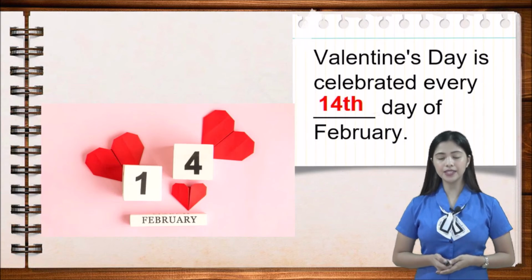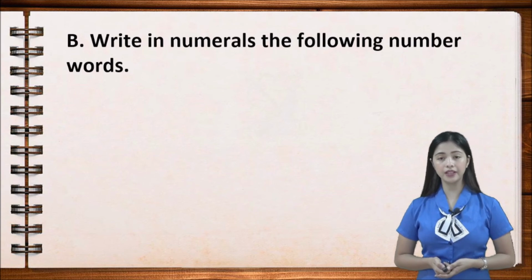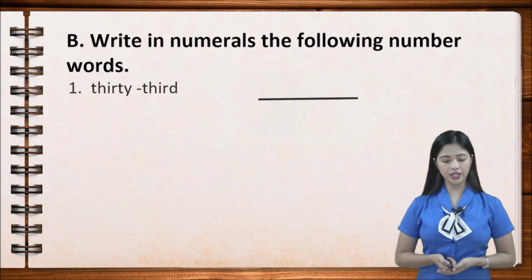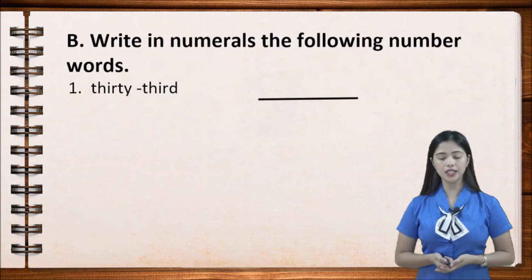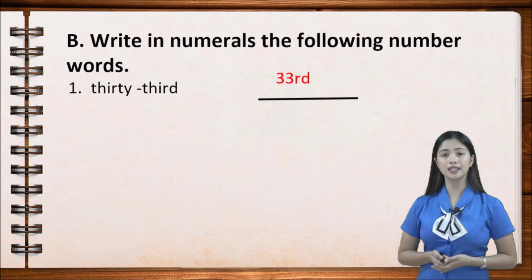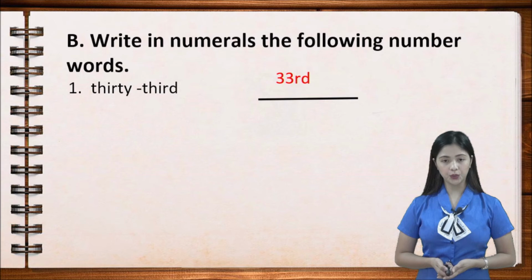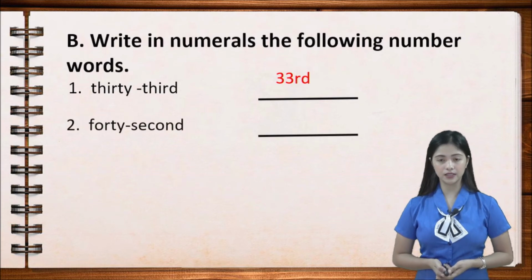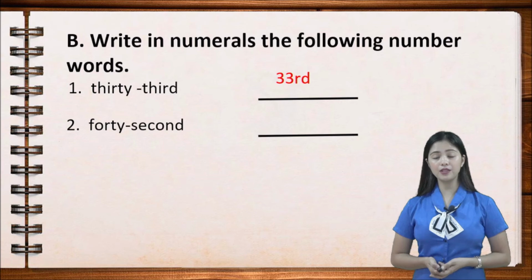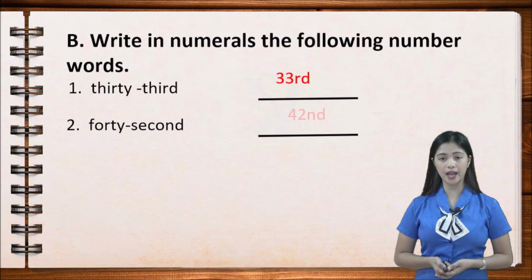So now, let's proceed to the mind drills letter B. Write in numerals the following number words. As you can see, the first one, 33rd. So, write it into numeral form, 33rd. Because it ends with 3, we add the letters R and D. Number 2, 42nd. And when we say second, it means it ends with number 2. So, we are going to add ND, 42nd.